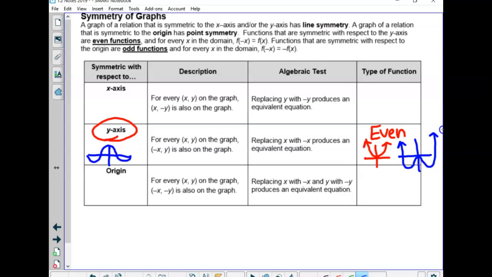Okay. X-axis symmetry. X-axis symmetry, is it a function? No, if it has x-axis symmetry, it's not a function at all. But can we still draw some things that would have x-axis symmetry? Sideways parabola would work.